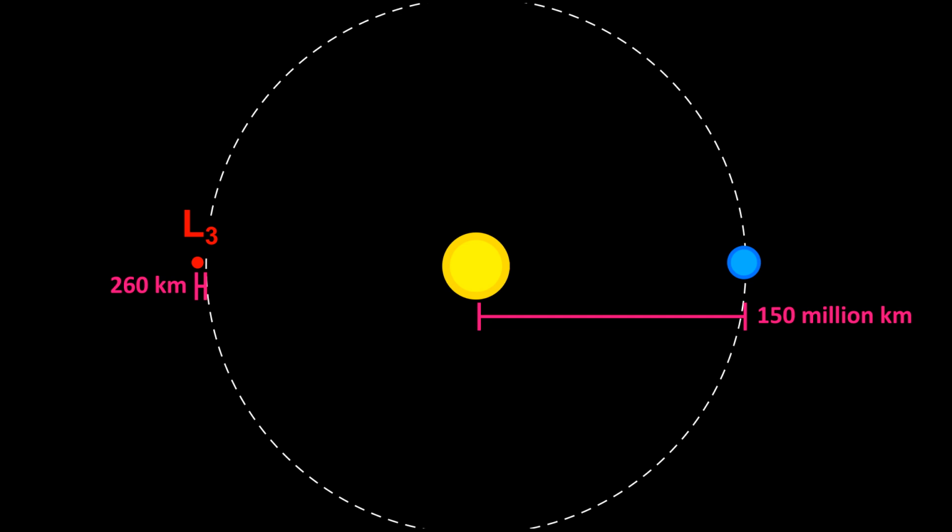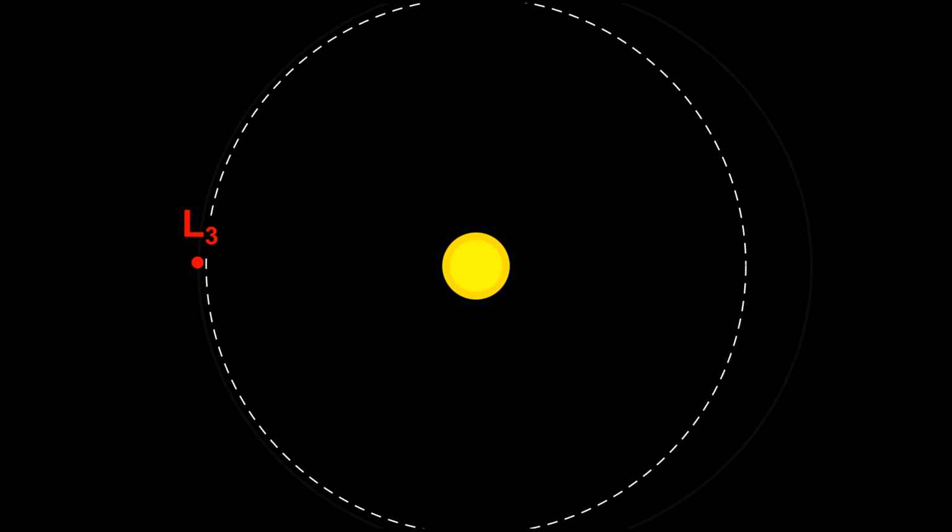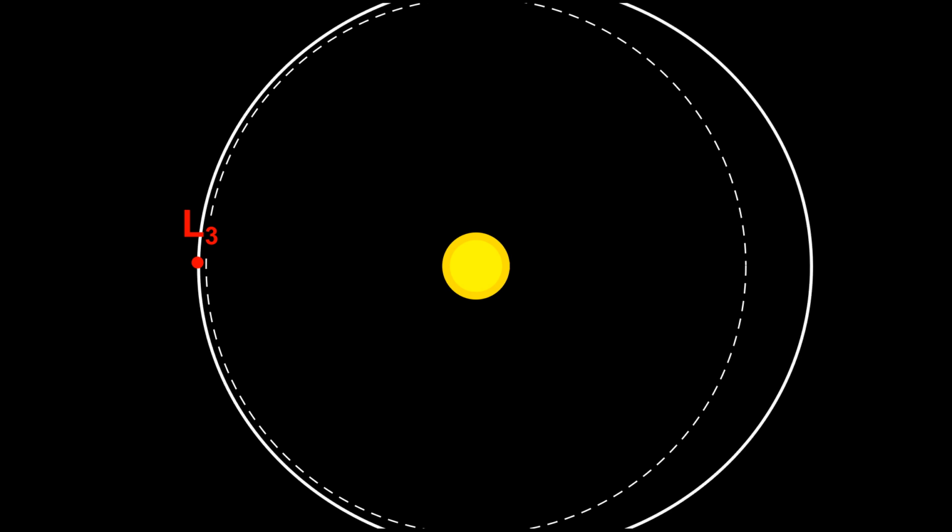Similarly to the situation at L2, if Earth were to suddenly disappear, a spacecraft at L3 would enter an elliptical orbit with a period slightly greater than 1 Earth year.